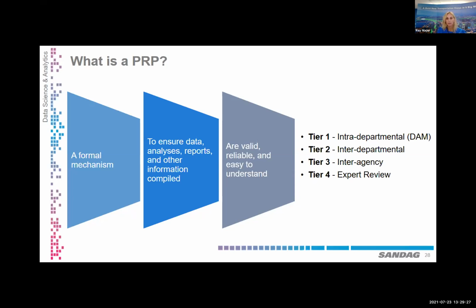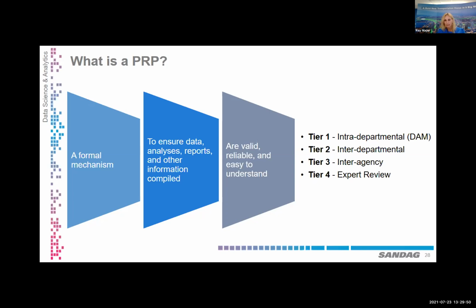We have interdepartmental, which could be planning and our data teams. Interagency could be when we have, for example, if we're working with Caltrans on a project or an outside consultant. And then tier 4 is our most rigorous. And that's when we actually bring in outside experts. And we say, we want you to critically look at this information. And again, we want it to be something where everything is documented.